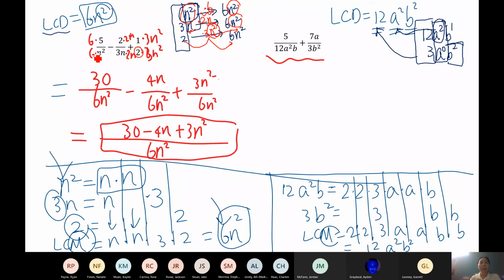Okay, so after we multiply the first one by 6, the second one by 2n, the third one by 3n squared, we end up with 6 times 5 is 30. 2 times 2n, because the second one we multiply by 2n, so you get 4n. Third one we multiply by 3n squared, that gives you 3n squared. And then we add or subtract the numerators. So that's what we ended up with. And that's the final answer, because this cannot be reduced any further. Okay, so I just went over the process here again.